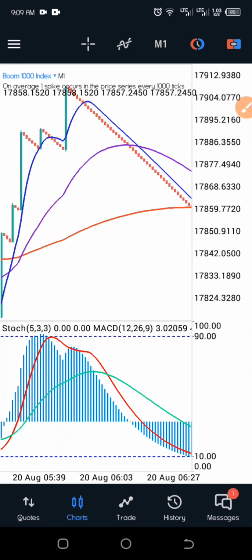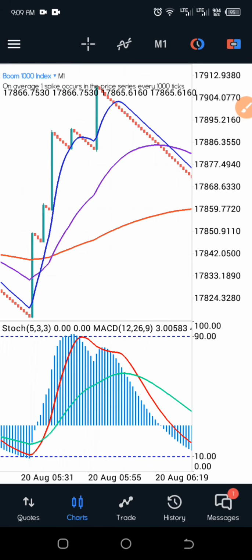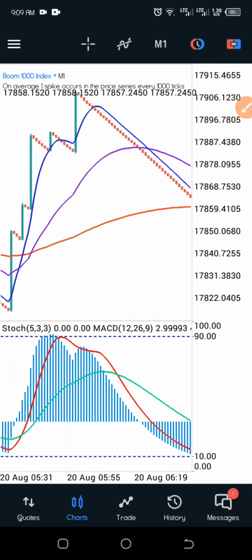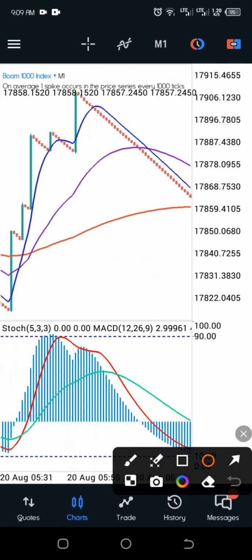Now, how do we take a trade with this strategy? Let's first talk about it on Boom, so we are trading on Boom. Whenever you want to look for a sell, you first want to see that your MACD has to come straight to the 90 level. So it has to come to this 90 level right here.